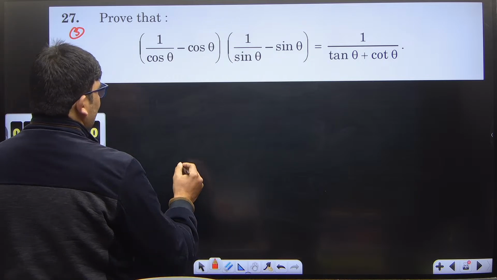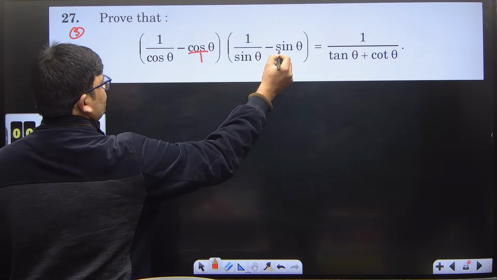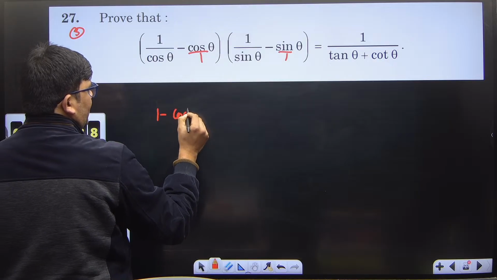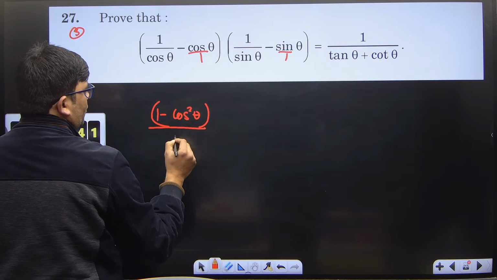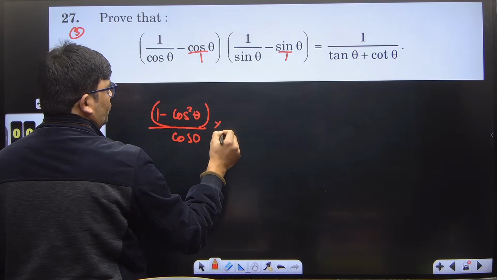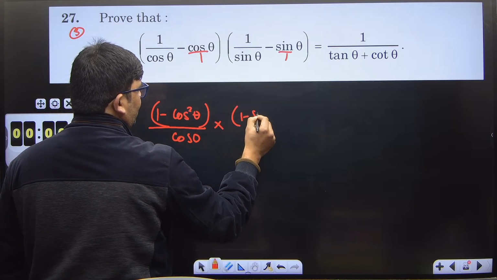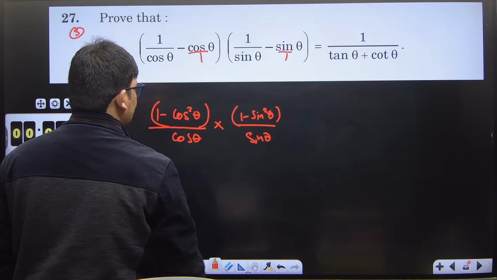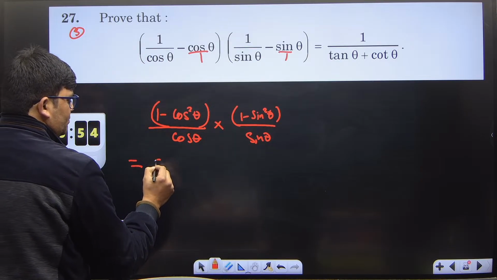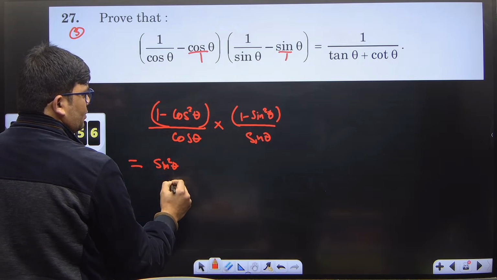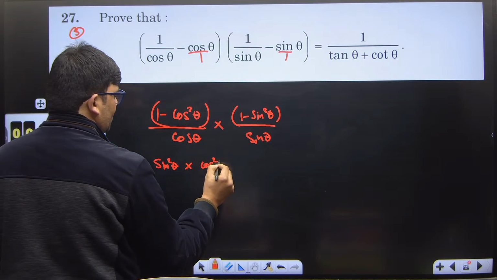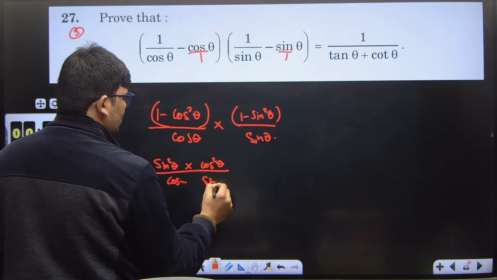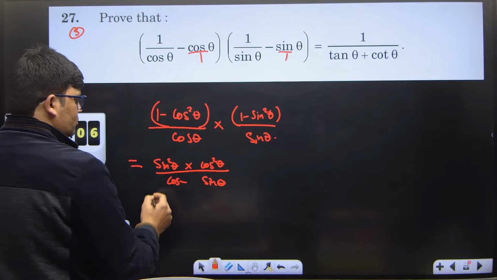So we can take the LCM. Okay, you can see 1 minus cos square is coming. So 1 minus cos square theta upon cos theta into here also you will get 1 minus sin square theta upon sin theta is equal to, so this will become sin square theta into cos square theta divided by cos theta and sin theta. Sir, हो गया. So you can bring this down.